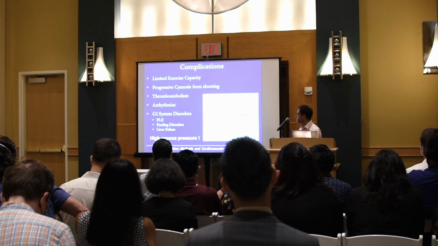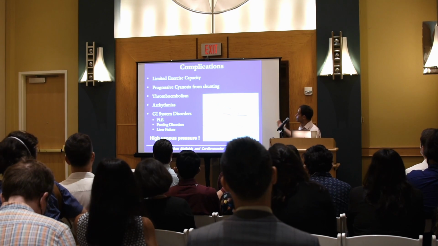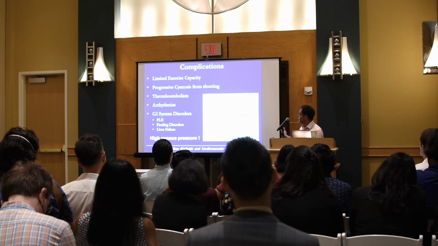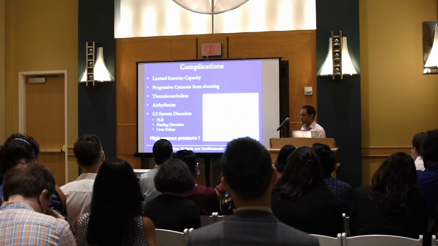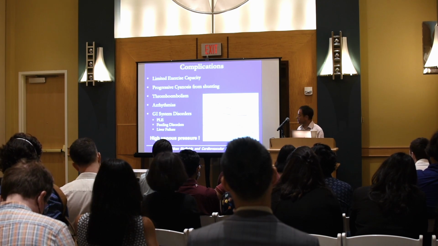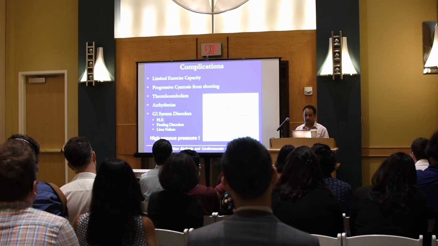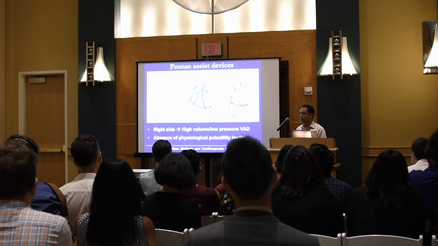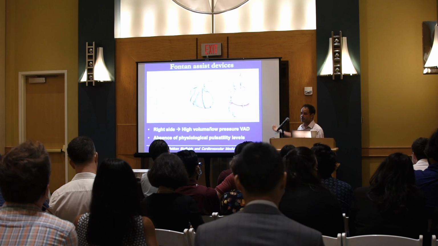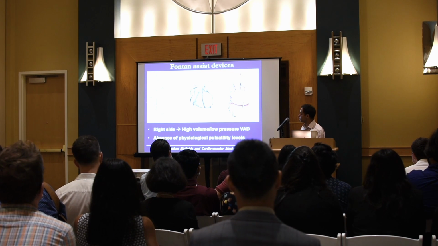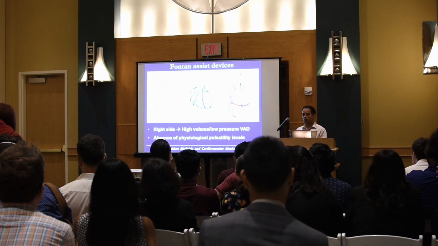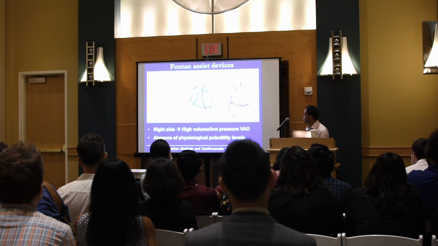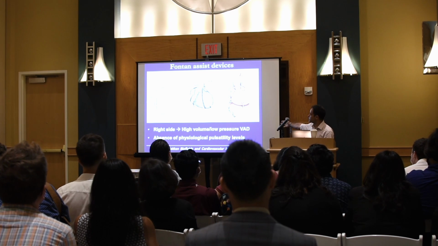But whatever we do, actually we cannot get rid of these complications, especially GI system disorders and thromboembolism, arrhythmias, and these are all related, most of them are related to the high venous pressure on the right side of the heart. And one way actually to solve this paradox, we call the Fontan paradox, is with ventricular assist devices or mechanical support on the right side. We call these Fontan assist devices, not ventricular assist devices. They are a bit different. And there are many of these different versions.